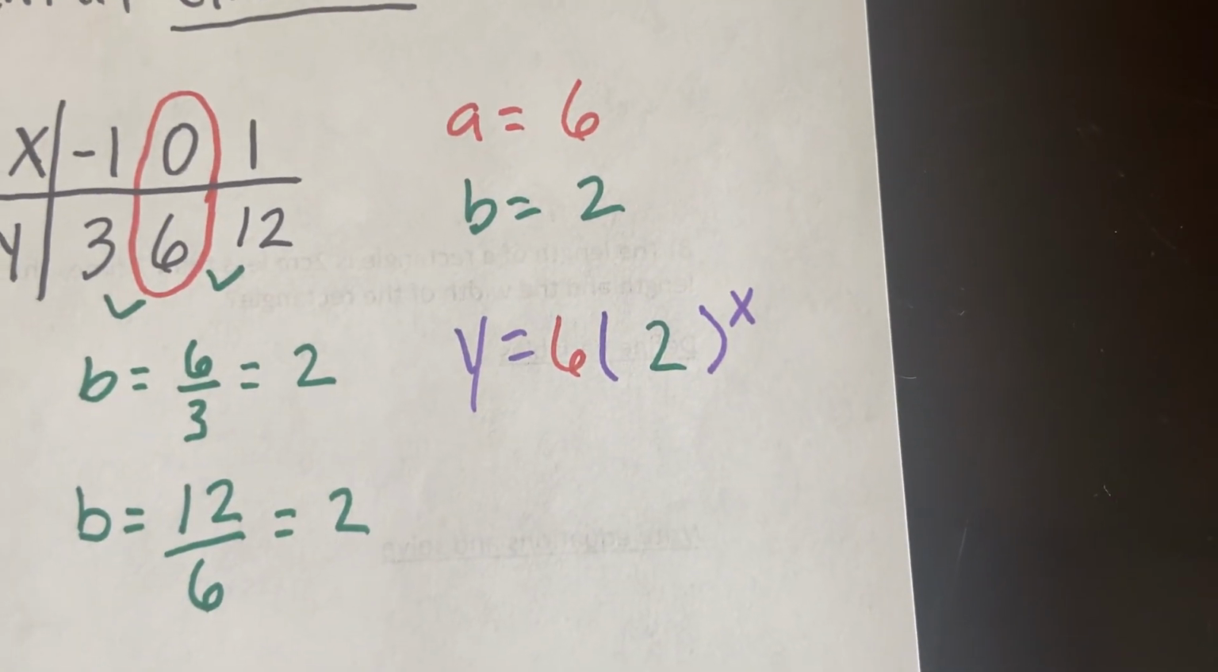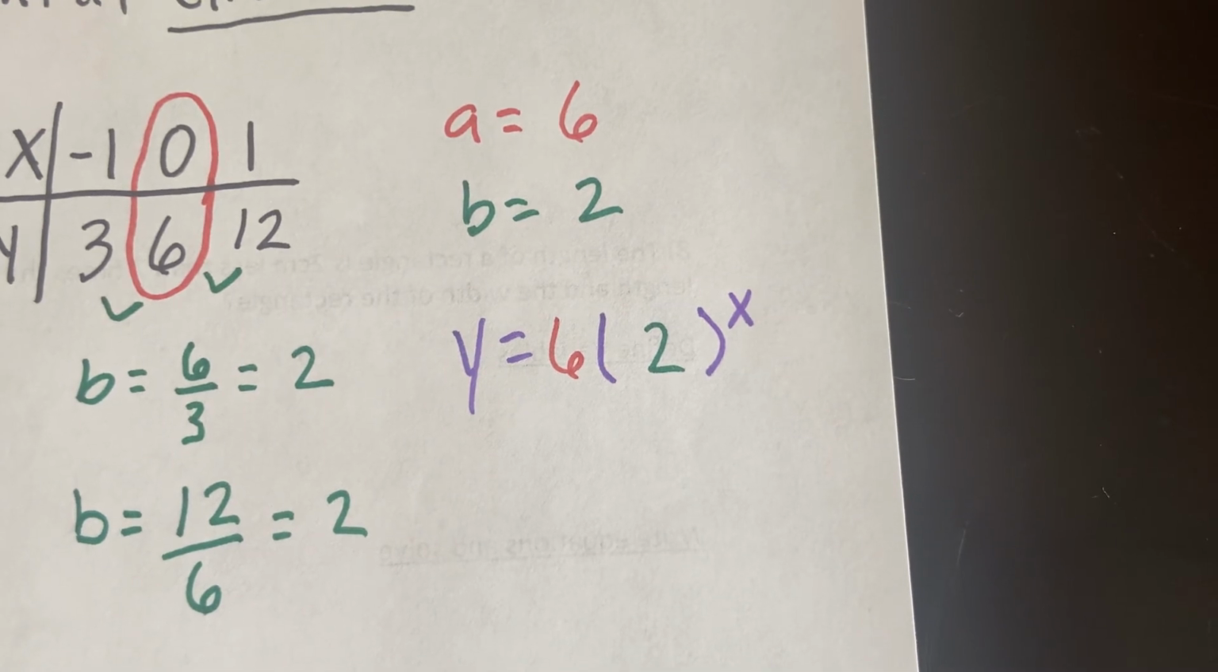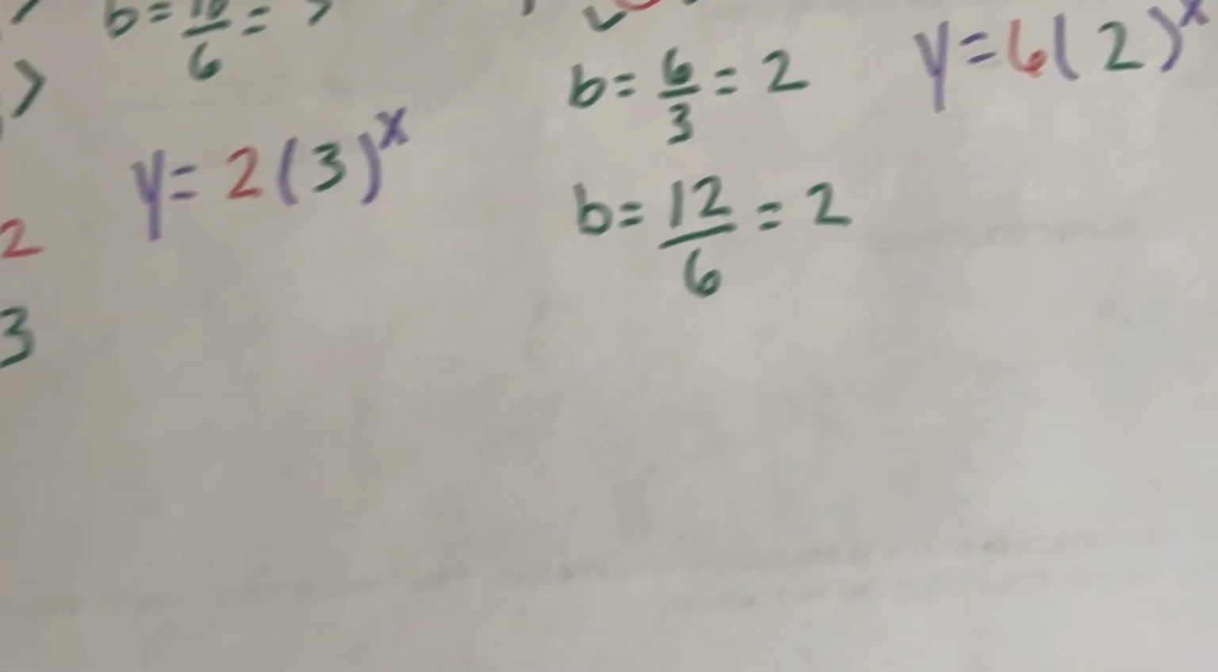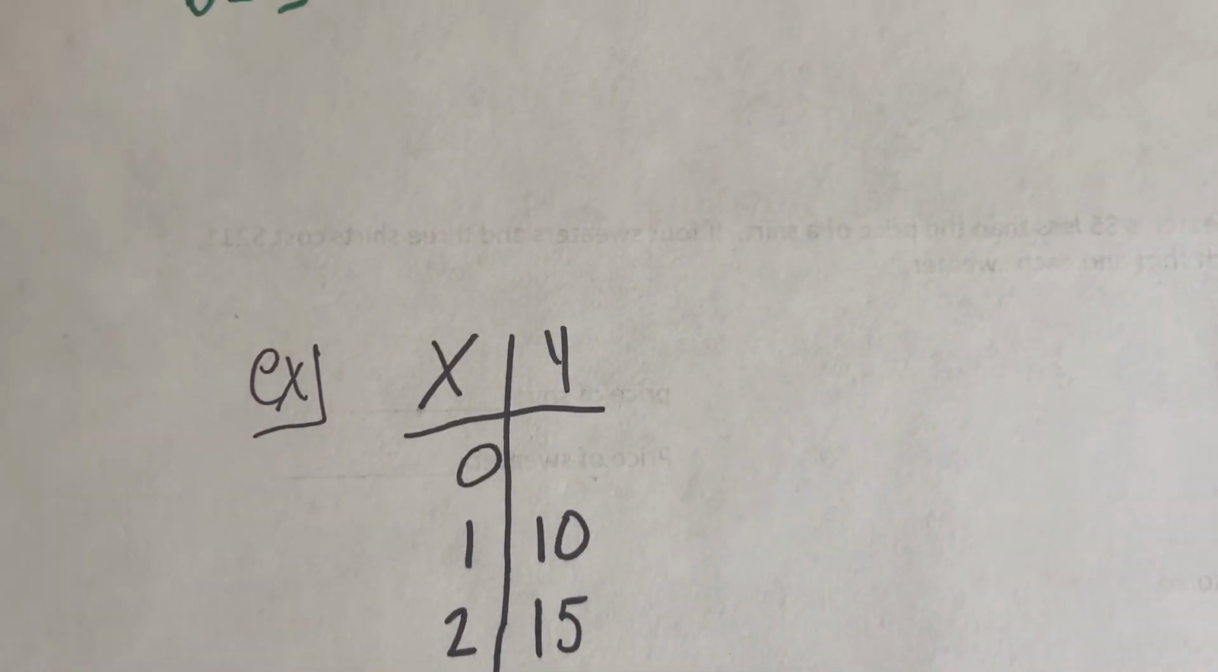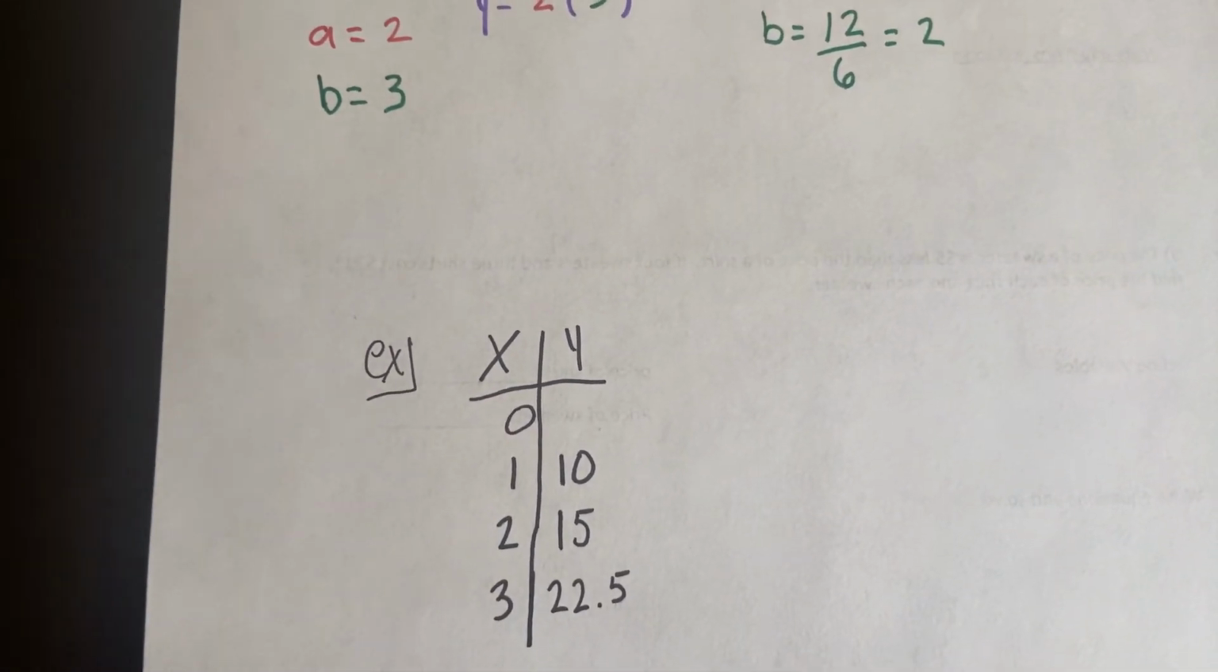If you're struggling or you don't know if you're right or not, substitute the coordinate points back in and see if they work there. All right, so one last example. Again, it doesn't matter if the table is written vertically or horizontally. I showed you both ways there.